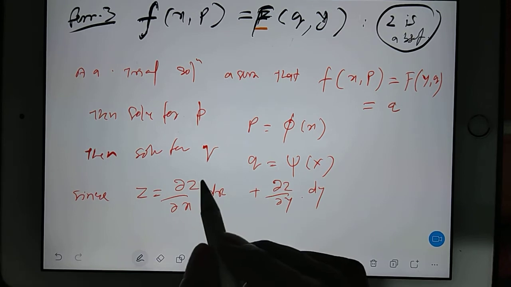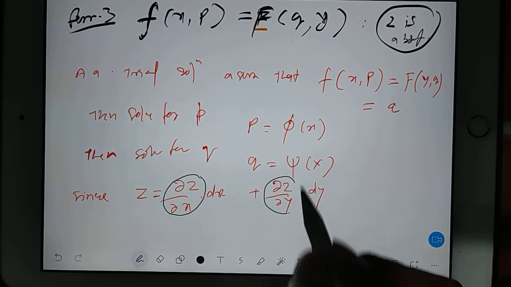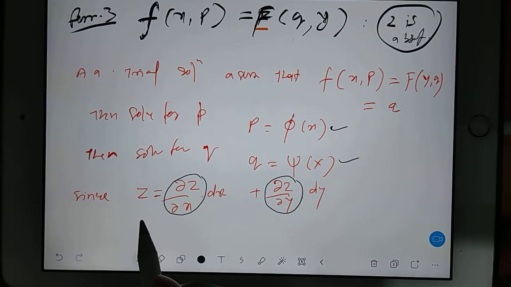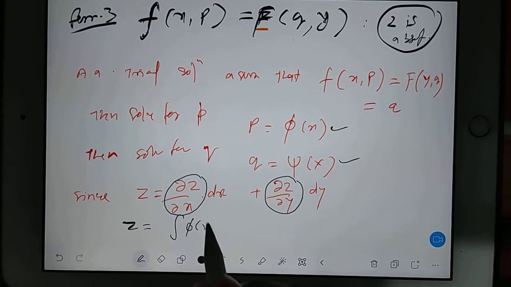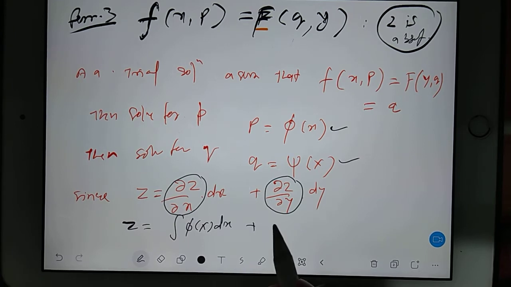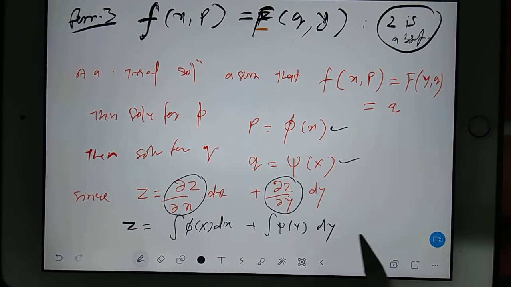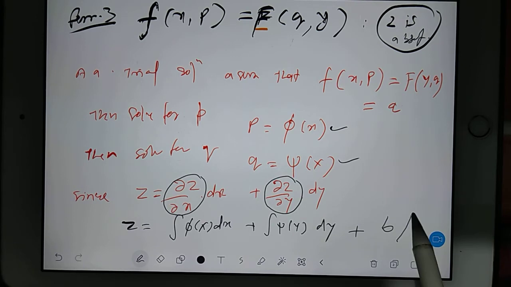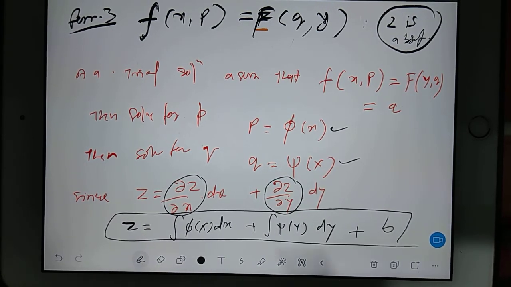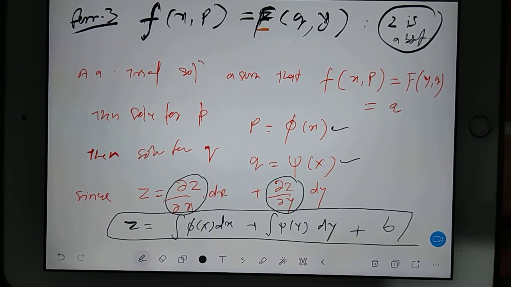This part is nothing but your p value, this is your q value, so you can replace these two values here. So your z will come as the integration of phi of x dx plus psi of y dy, and then you can put one constant b here. This bigger equation will be your final equation.